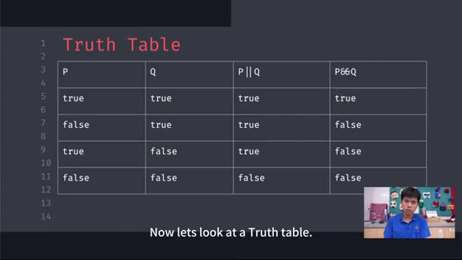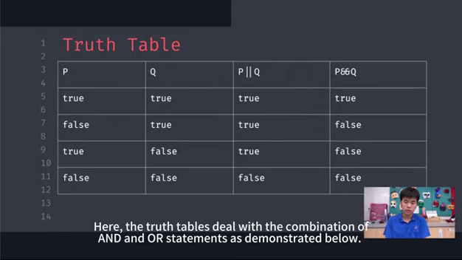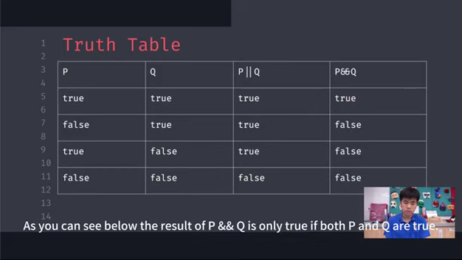Now let's look at a truth table. Truth tables were taught in geometry. However, here, the truth tables deal with this combination of AND and OR statements as demonstrated below. As you can see below, the result of P and Q is only true if both P and Q are true.